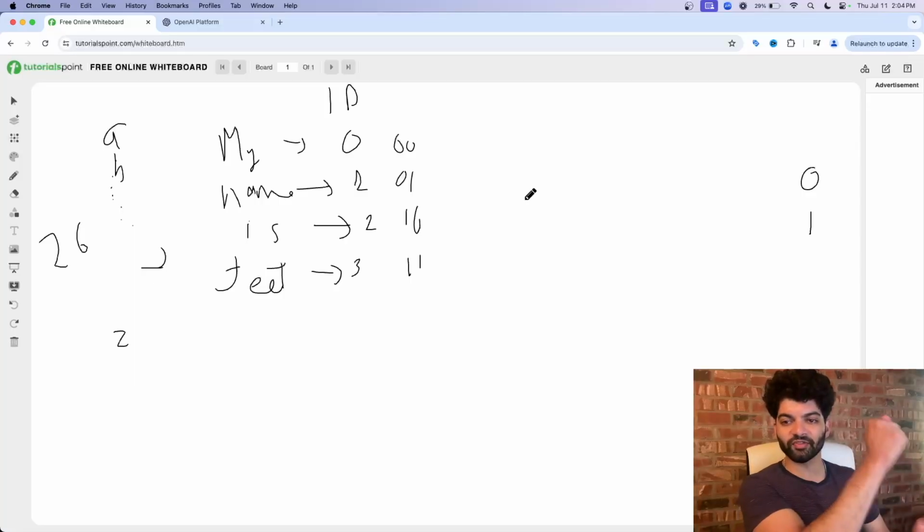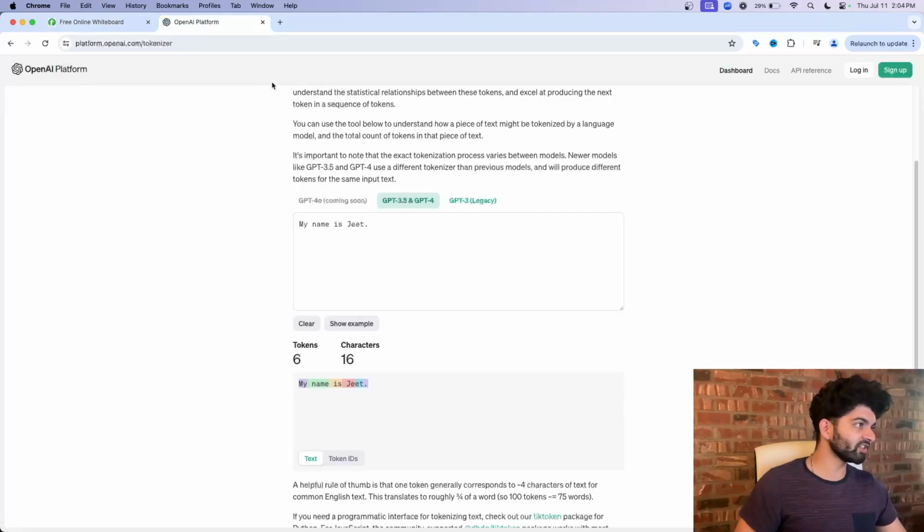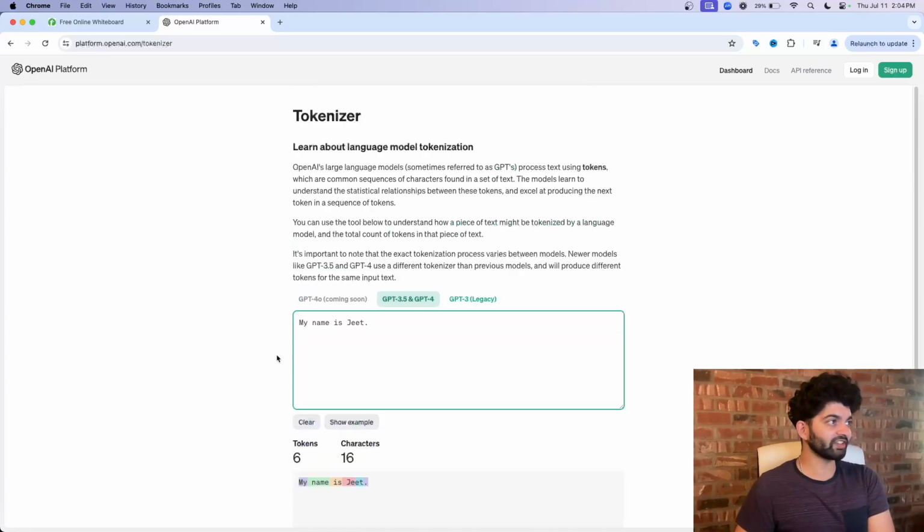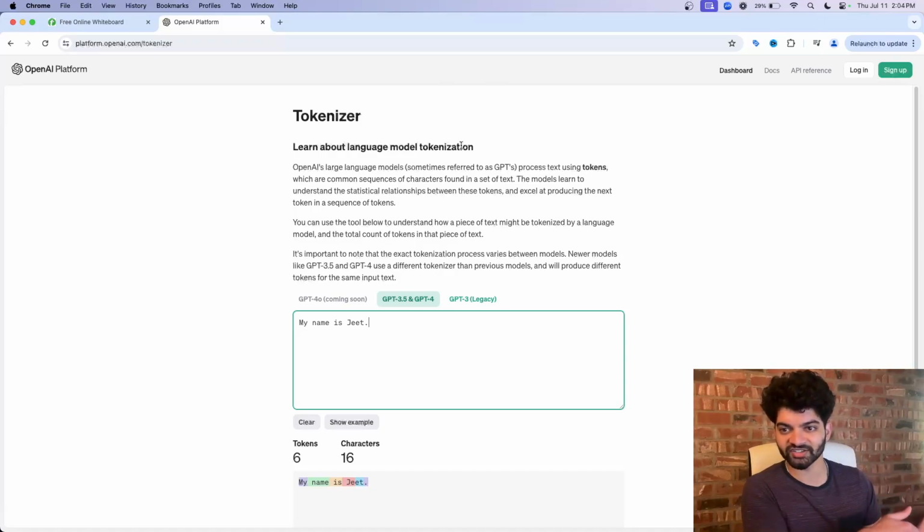It's a process of converting a word into a number. That is what a token is. And to drive this point home, if I have the same sentence, my name is Jeeth, if you look over, this is the OpenAI Tokenizer. The tokenizer is the process of tokenizing a sentence.